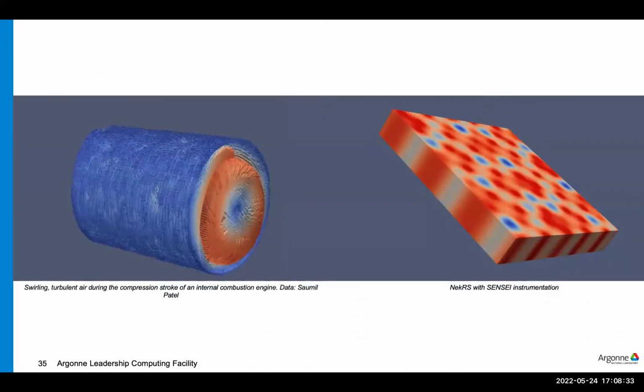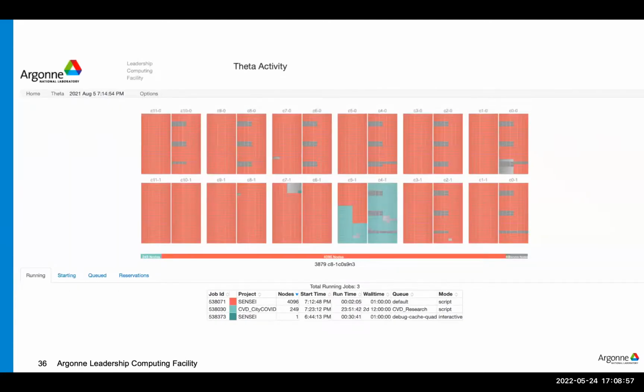Next slide, please. These are two example images that have been rendered in situ. On the left side, you can see swirling turbulent air during the compression stroke of an internal combustion engine. That has been rendered in situ, avoiding I/O. And on the right side, you can see NEC-RS, and this is an eddy simulation. And next slide. Silvia showed an image with Mira running on a full machine. This is an image of NEC 5000 with Sensei running on almost a full machine, 4,096 nodes. And next slide.